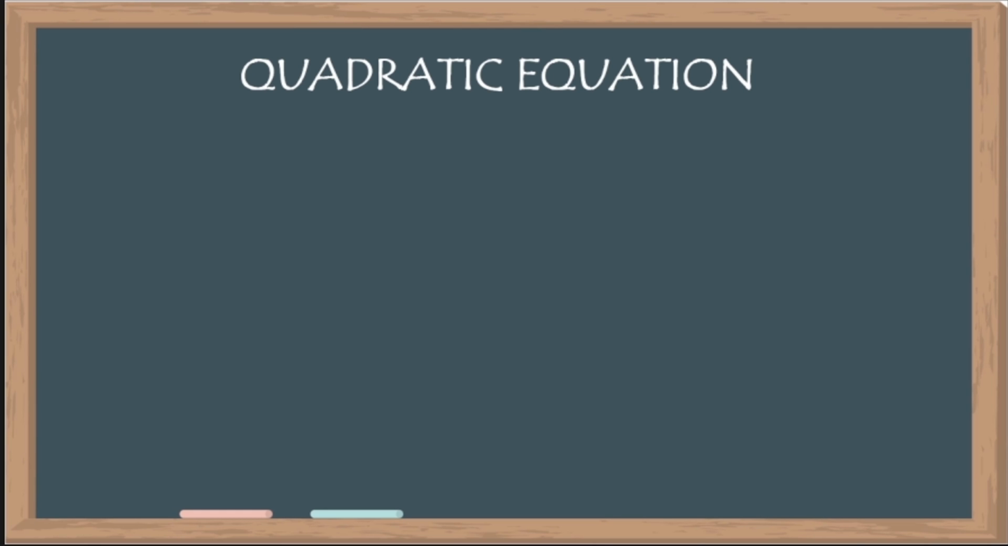Good day everyone. So we will discuss ngayon what is quadratic equation. Okay? Now, pag sinabing quadratic equation, the highest exponent is 2 or the degree of the equation is 2. Ito yung kanyang standard form. We have ax squared plus bx plus c equals 0, wherein a, b, and c are real numbers.